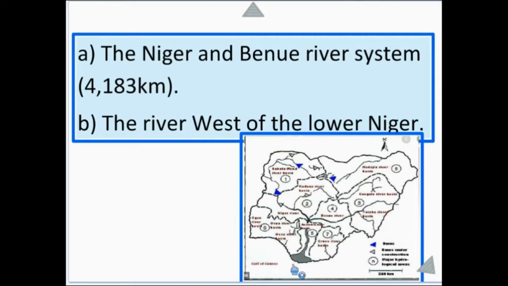The mouth of a river is the point at which the river joins a bigger water body, which could be a sea or an ocean. In this case, this is an ocean, that is the Atlantic Ocean. Then if you look at the map again, you see other rivers that flow in Nigeria.